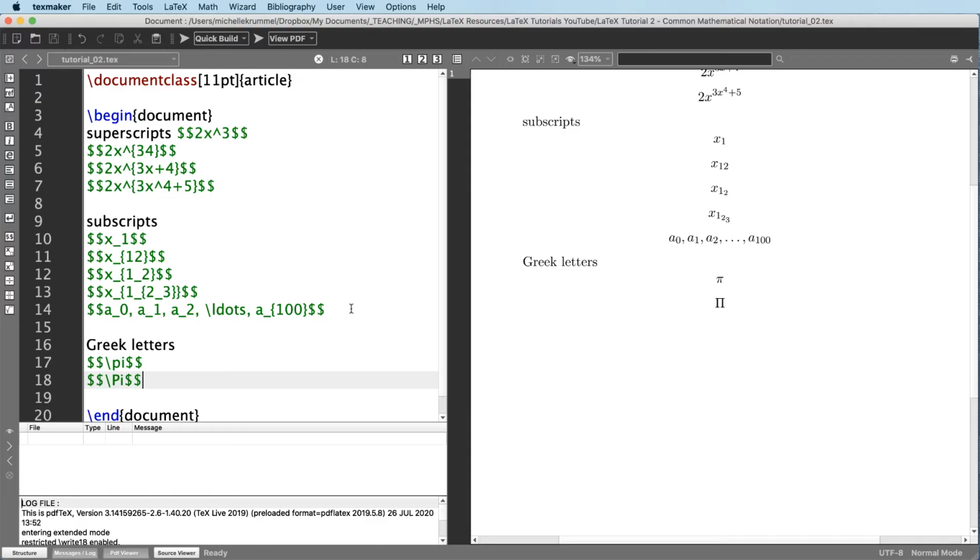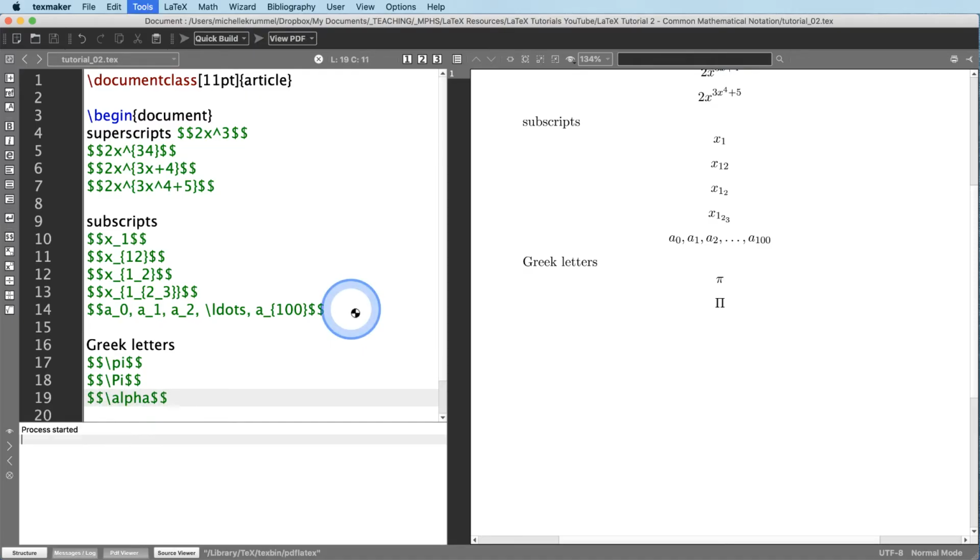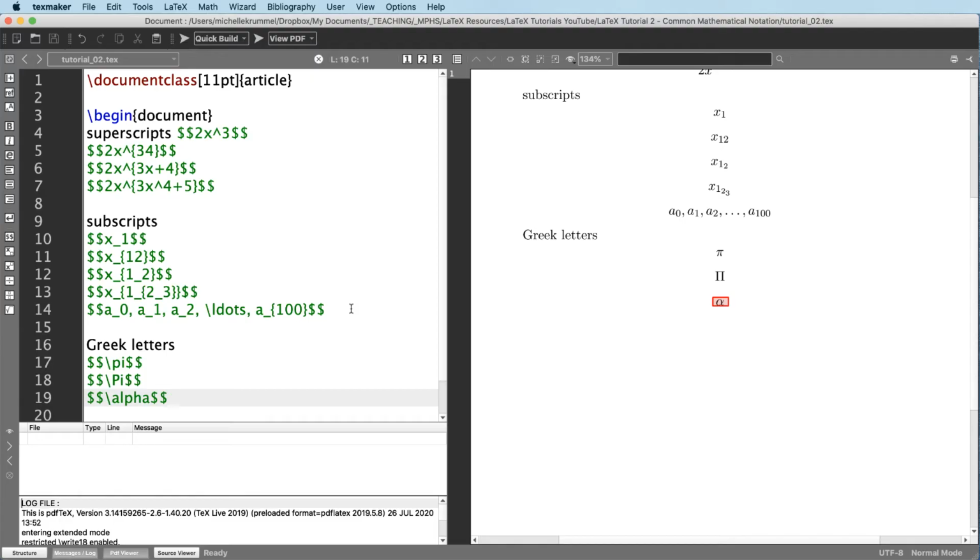If we want other Greek letters, we can just type the name. If you use a capital letter, it's going to give you a capital Greek letter. If you use lowercase, it's going to give you the lowercase Greek letter. For example, we can do backslash alpha. And that's going to give us the lowercase Greek letter alpha. So you get the idea there.